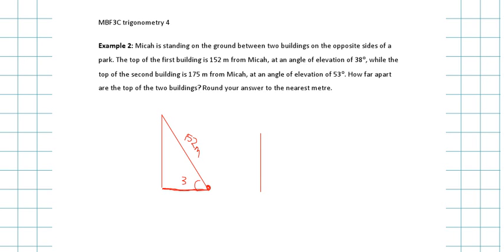The top of the other building is 153 meters, or 175, sorry. And is at an angle of elevation of 53. Yes or no? Do you understand that? When I showed it to you, do you understand it now? Yeah, but I still don't picture that though. Take it piecewise.